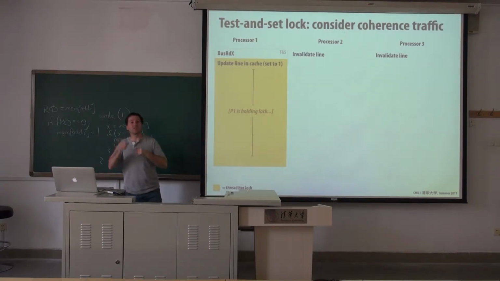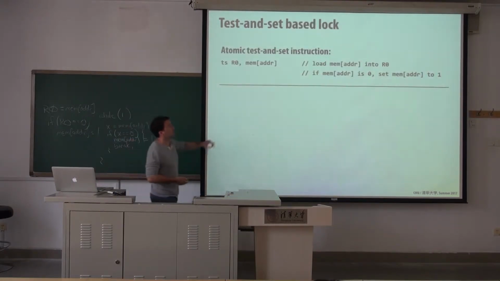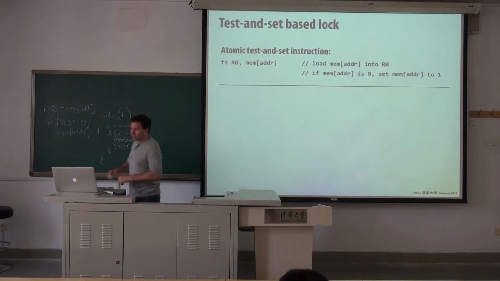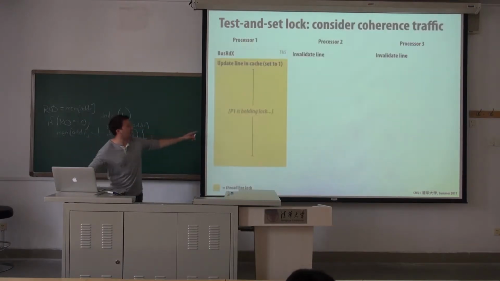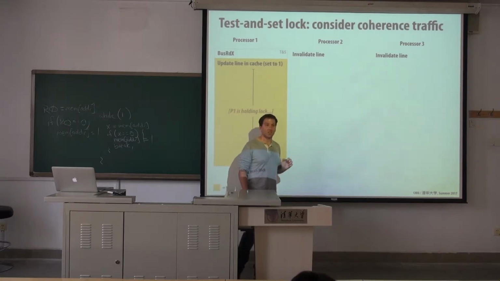Now, remember your implementation. Your implementation says, okay, if I'm trying to get the lock, I will run test and set, and if it fails, I will run it again. And I will run it again. So while processor 1 has the lock, let's think about what the other processors are trying to do, because they're trying to get the lock.